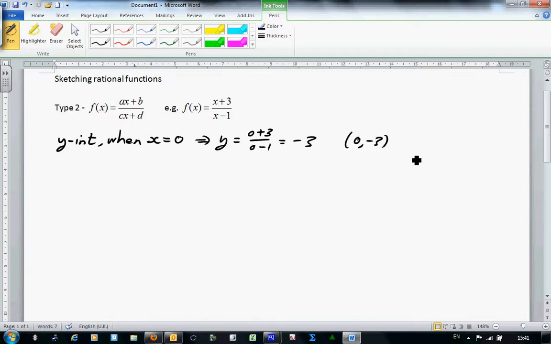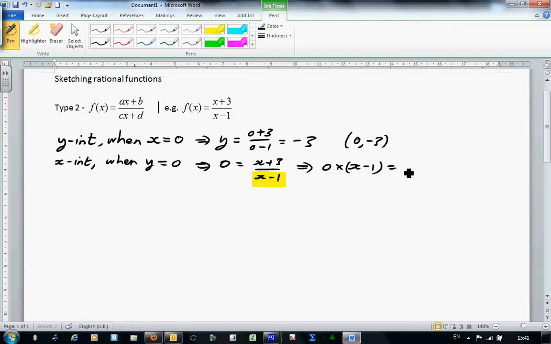Let's go with the x-intercept, see if there is one, and that occurs when y equals 0. So now what we're going to have is 0 is equal to (x + 3)/(x - 1), and what we said before is that the x - 1, this part here is dividing, so we need to take it to the other side and it will multiply. So this will give us 0 times (x - 1) equals x + 3.